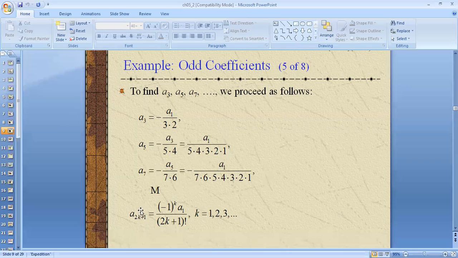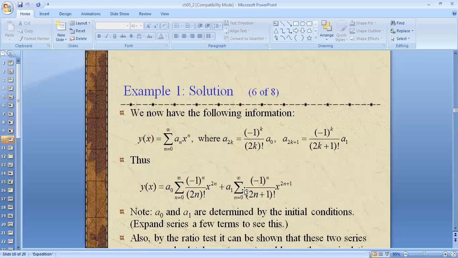So for the odd coefficients, A_(2k+1) can be written as (-1)^k A1, since A1 is present in every term, divided by (2k+1) factorial, the odd factorial, for k equals 1, 2, 3, etc. Now we have the following information.